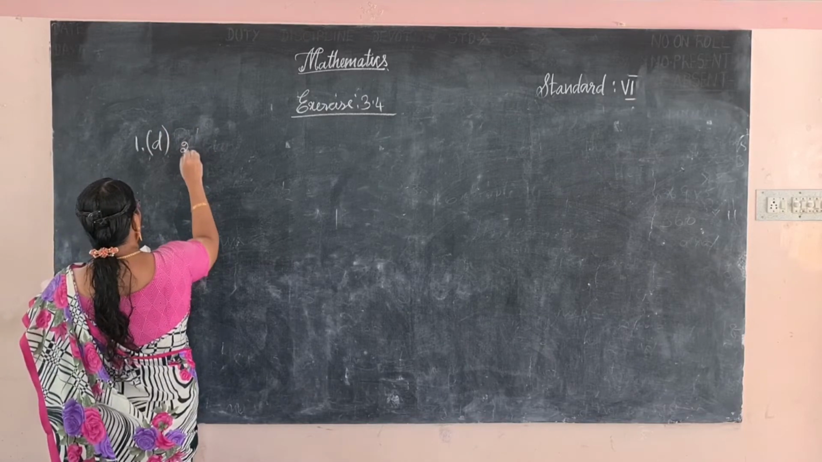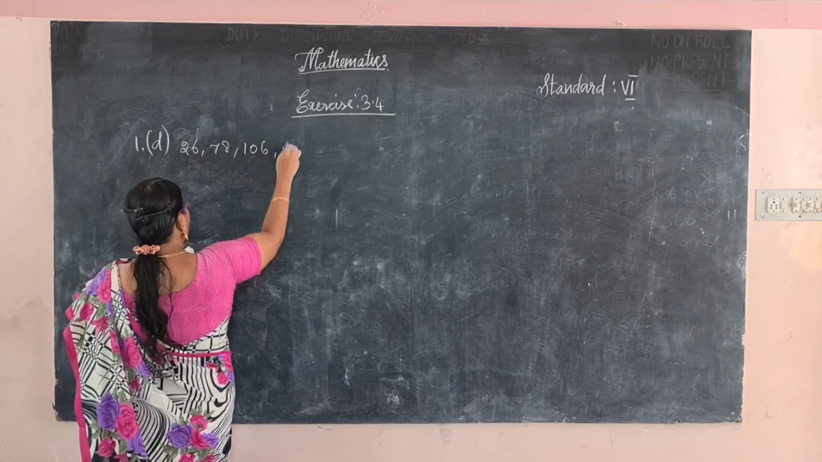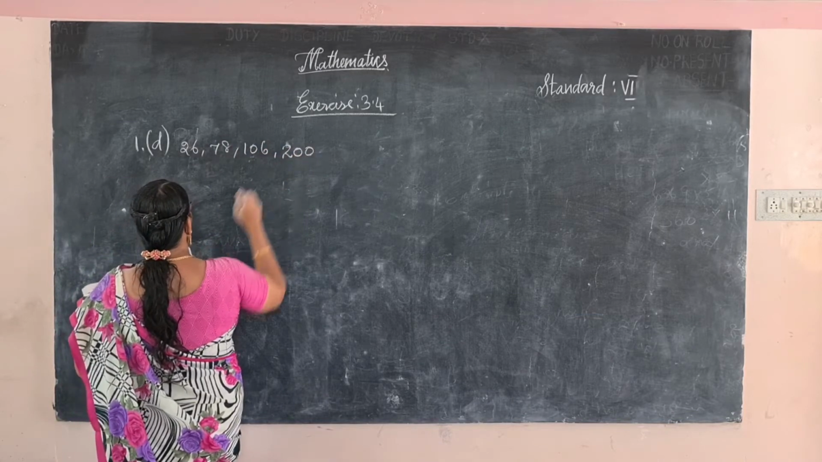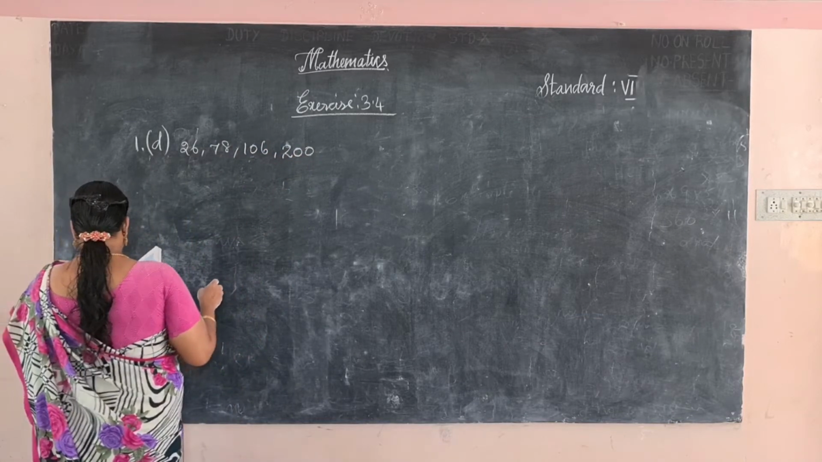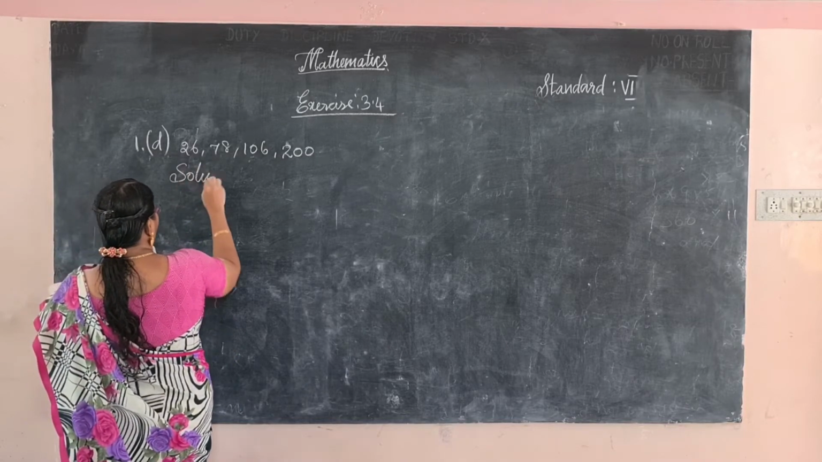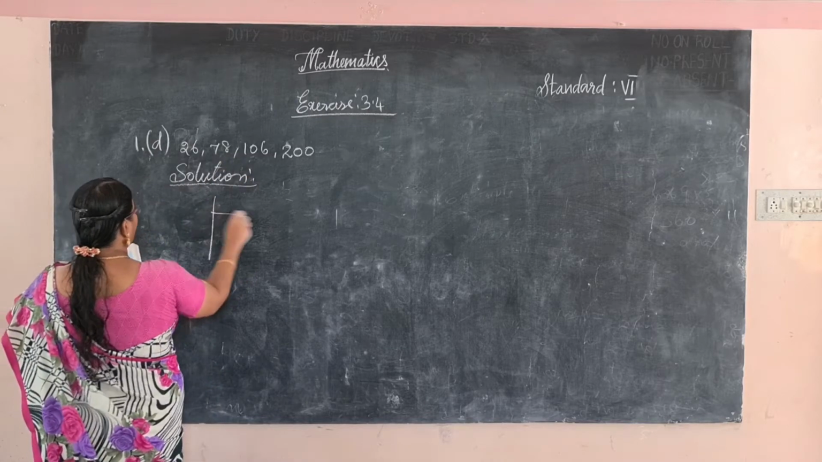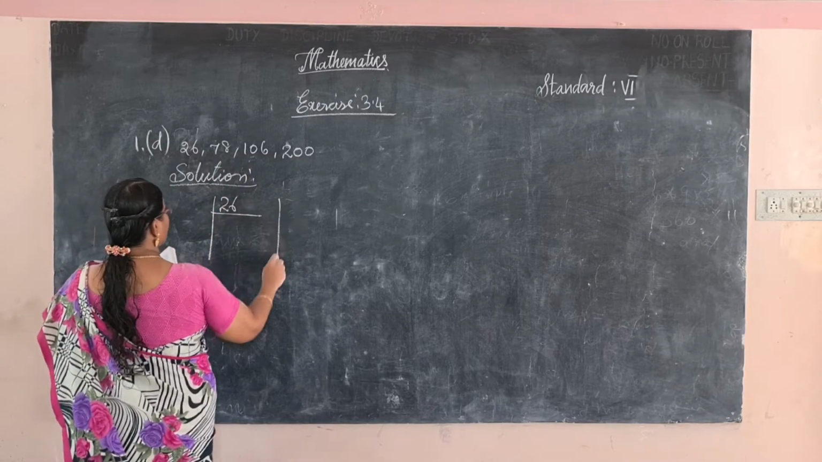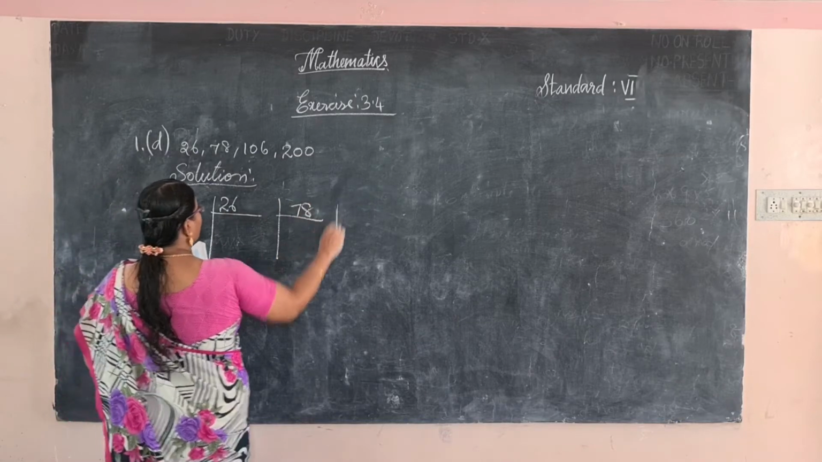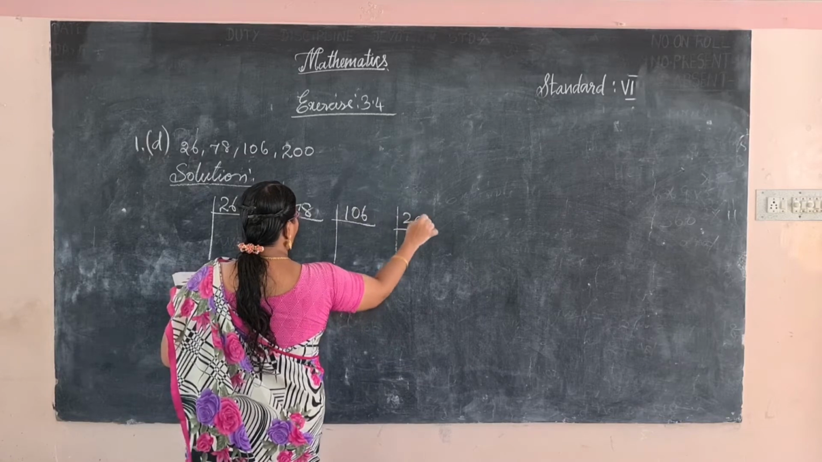Which numbers are given? 26, 78, 106, 200. So, prime factorization method, using the short division method. 26, 78, 106, 200.